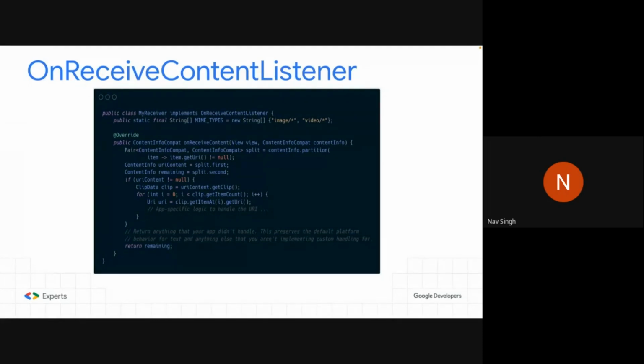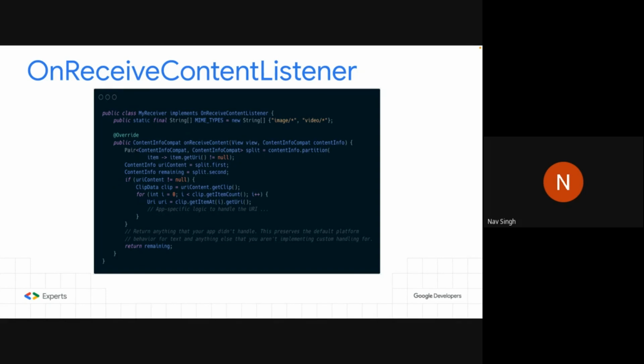So this is the sample example I have posted on my GitHub. I will share the links afterwards. Here I have implemented the on receive content listener. It's a Kotlin based sample.